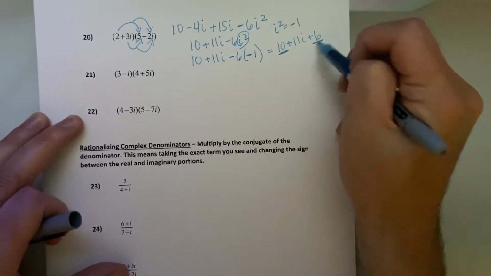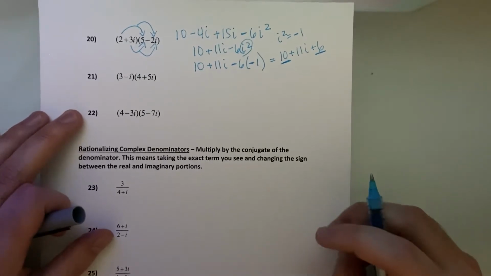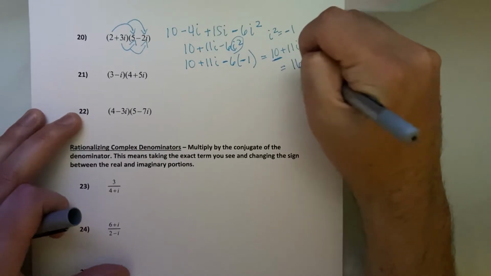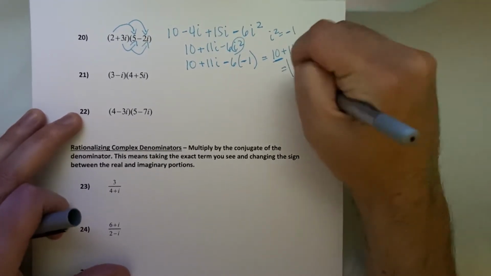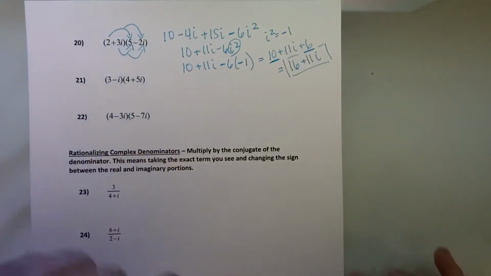Now look what happens when I convert the i squared. We now have 2 whole numbers that we can combine again. So this is really 16 plus 11i. So one interesting thing that happens, if you multiply a complex number by another complex number, you get a new complex number. It's kind of an interesting thing that happens when you're multiplying 2 complex numbers.